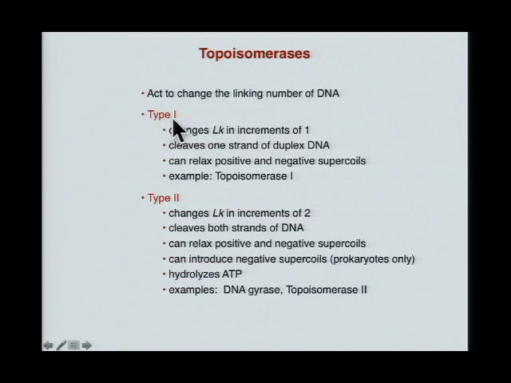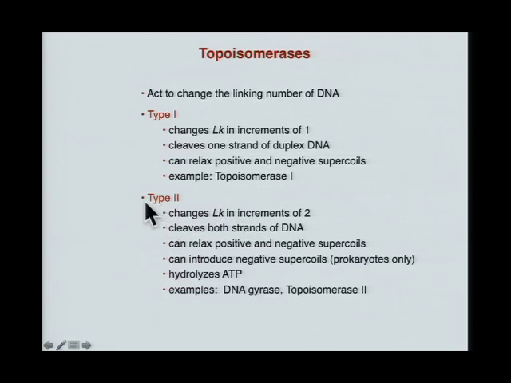One thing that's always the same is that the type 1 topoisomerases change this linking number in increments of 1. And that's because of the actual mechanism of the topoisomerase that we'll see in a moment. The way they work is they cleave one strand and only one strand of duplex DNA and allow the other strand to pass through. So every time they cleave and let the strand pass through, you decrease the linking number by 1. Now, type 1 topoisomerases can relax both positive and negative supercoils.